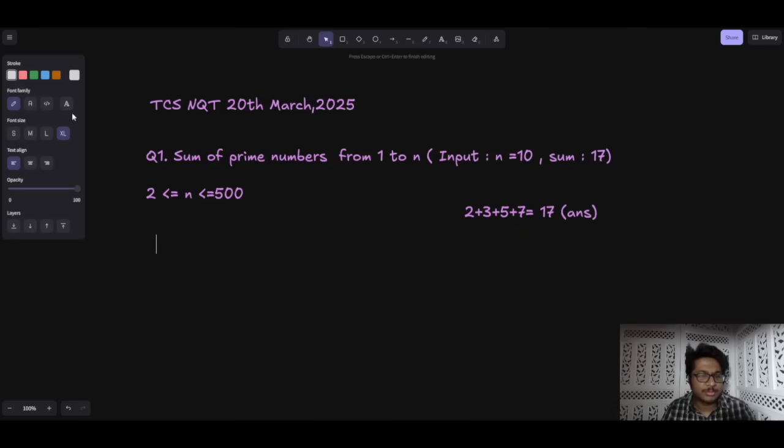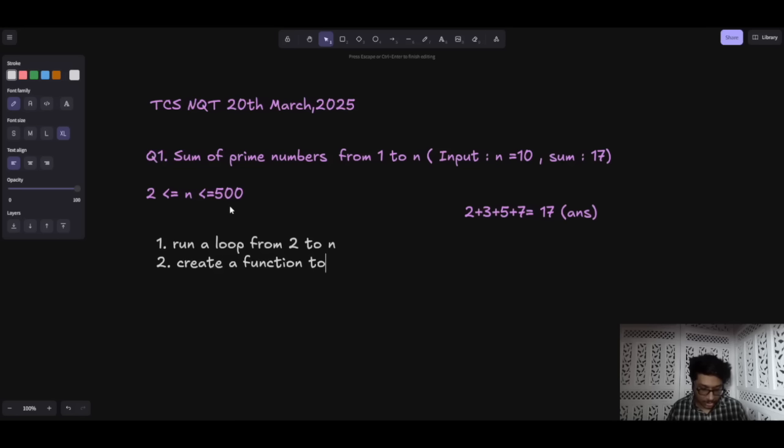Now, of course, the brute force, because if you look at the time complexity, the range n can be at most 500. So even if you do an n square solution, you are good to go. So I hope everyone would be able to do the n square solution. What you essentially have to do is, number one, you run a loop from 1 to n. You can also run a loop from 2 to n, because 1 is never a prime number. And after that, you create a function to check if a number is prime or not, right? And then from inside the loop, for every i, you call that function.